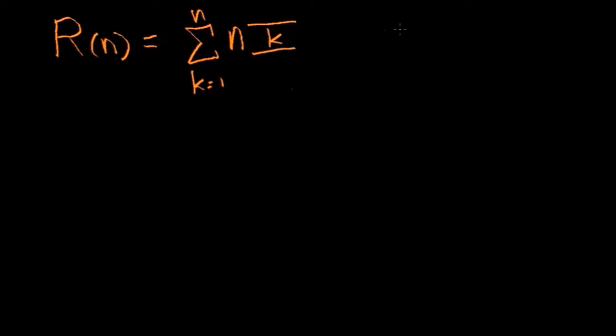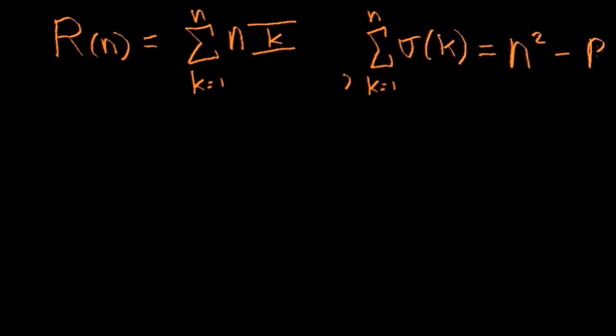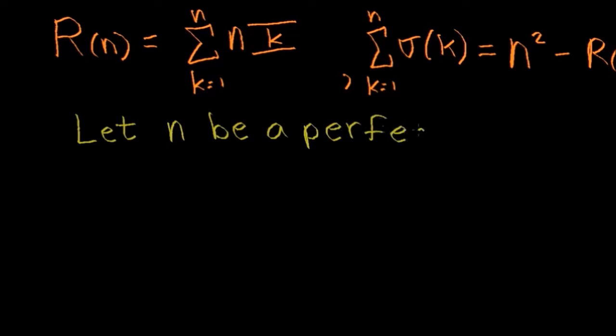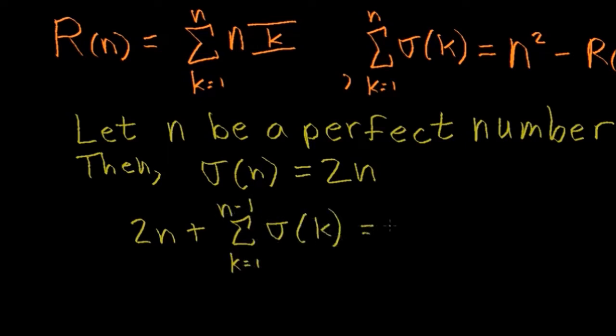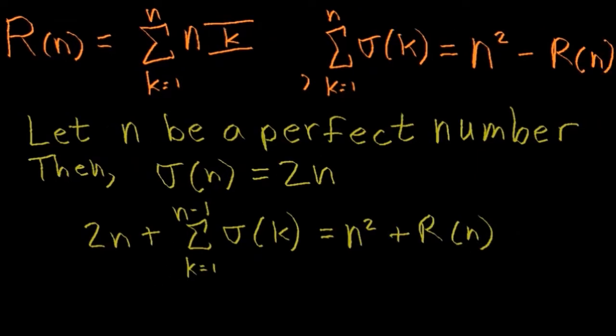Let's define this sum function R of n as the sum from k equals 1 to n of n mod k, our residue sum, R of n. And then we get our sum of sigma k for k equals 1 to n is equal to n squared minus R of n. So now let's let n be a perfect number, then sigma n equals 2n, so we can take that out of the sum on the left hand side and then have our n squared. This should be minus R of n, and we'll be fixing that in a jiff.